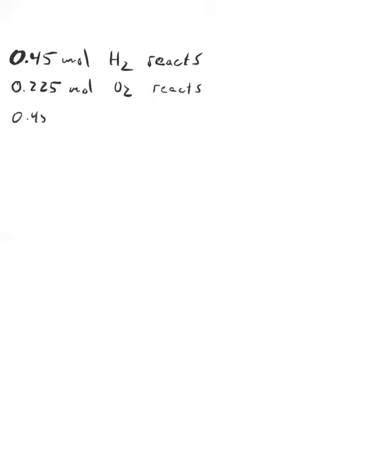So here's what we ended up with. We ended up with 0.45 moles of H2 reacting. We ended up with 0.225 moles of O2 reacting. And we ended up with 0.45 moles of H2O produced, right? That's how much you get out of it, right? So suppose we then said, convert these to masses.